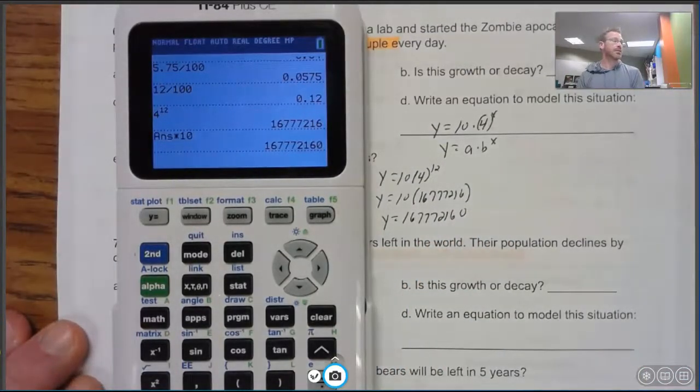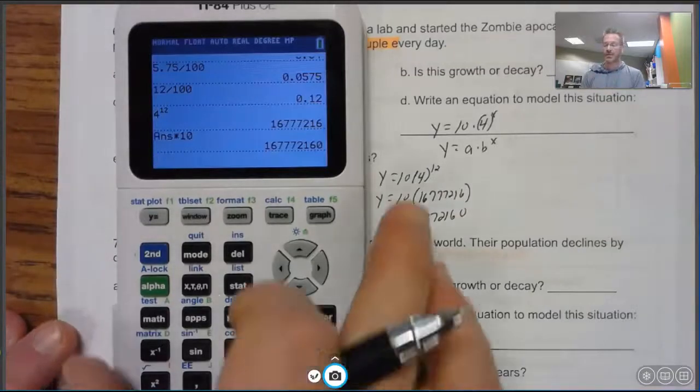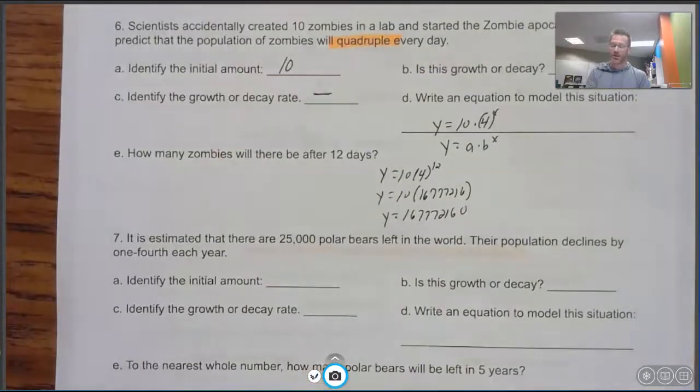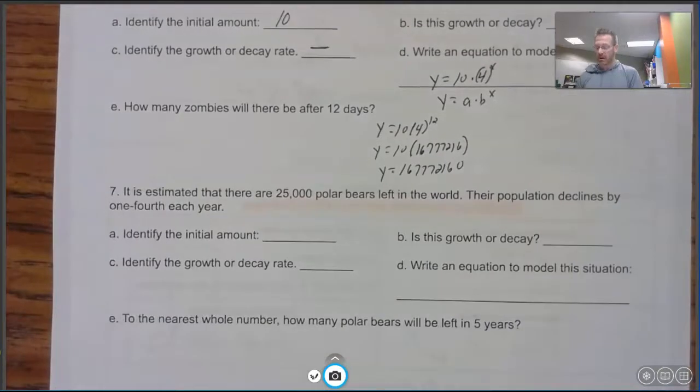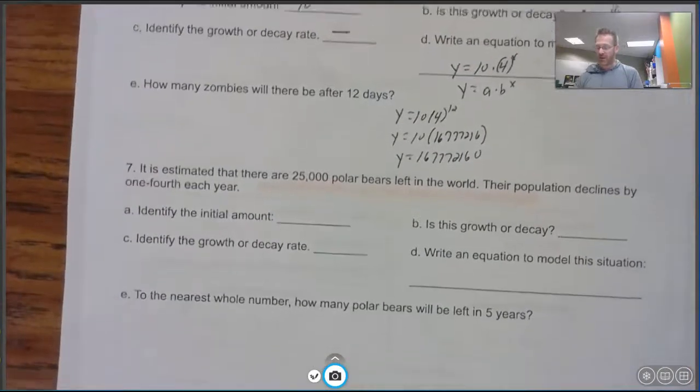So you can see that the zombie population grew a lot in less than 2 weeks. And that's what exponential growth really does. So things grow really, really fast sometimes, or decay really fast. So now let's look at number 7 here, and then that might be all for our video today.